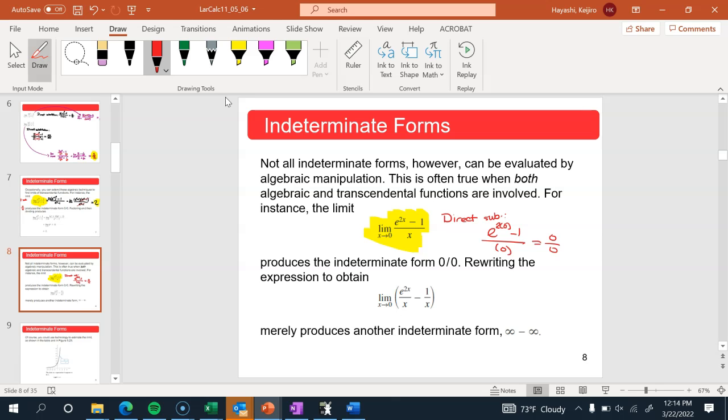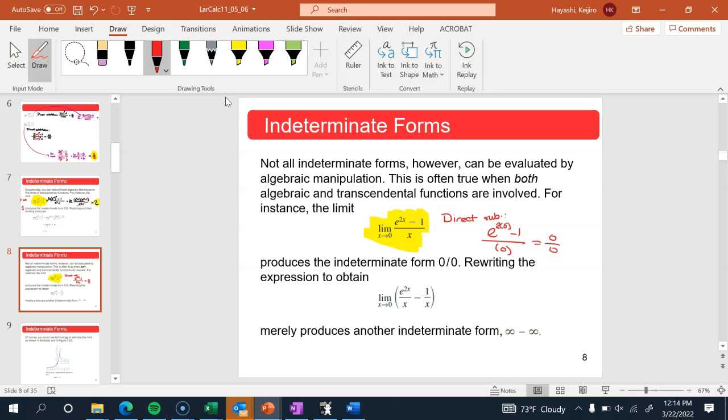And so we need a way to find the actual limit, because the limit, of course, is not whatever 0 over 0 is supposed to be. The limit's probably some kind of number or something. Possibly.